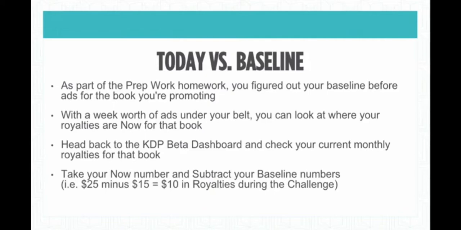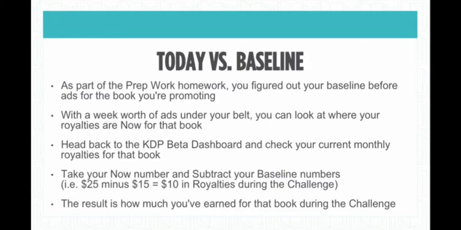In this example I have here, let's say your now number, as of this date right here, is $25. You subtract the baseline number, it was $15 on April 13th. 25 minus 15 equals $10 in royalties during the challenge. That is the number we're looking for. Royalties for that book during the challenge. That's the number we want to find out first.